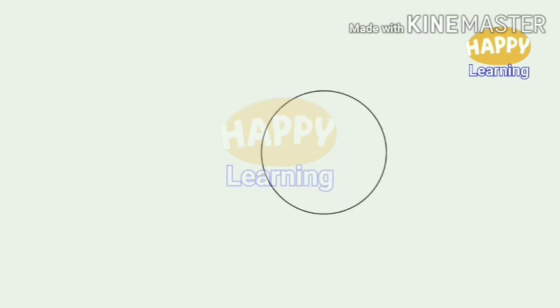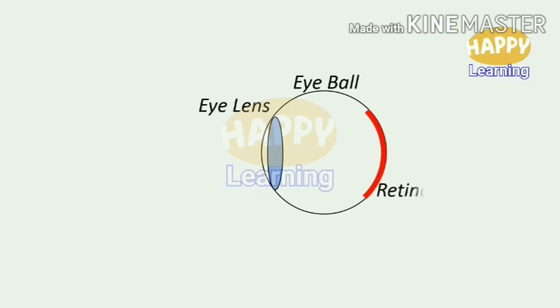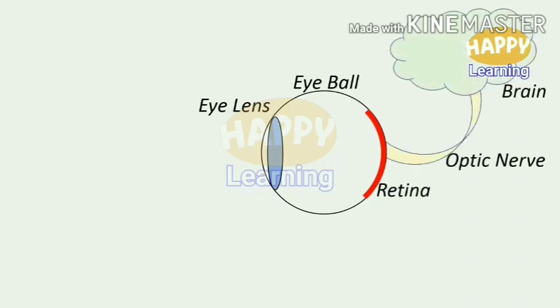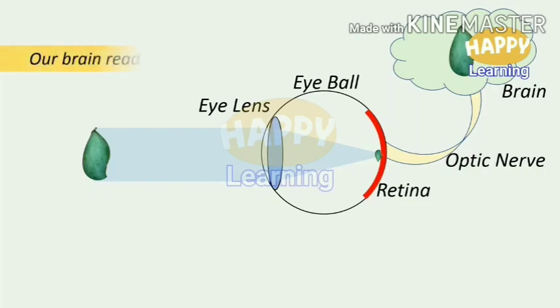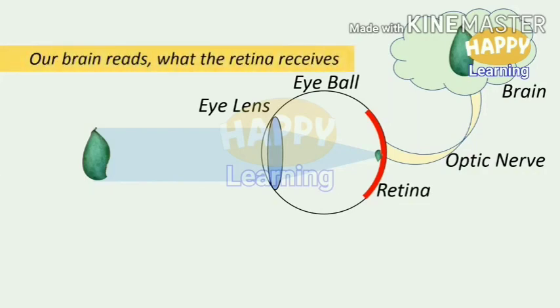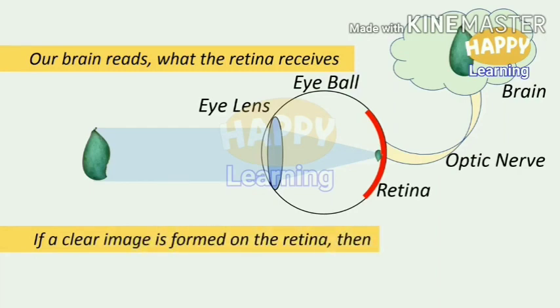This is an eyeball. Let this be its eye lens. This is the retina. This one is the optic nerve connected to the brain. There is an object in front of the eye. The rays coming from the object are converged to the retina. The signal is sent to the brain and the brain reads the image formed on the retina. Our brain reads what the retina receives. If a clear image is formed on the retina, then the vision will be clear.